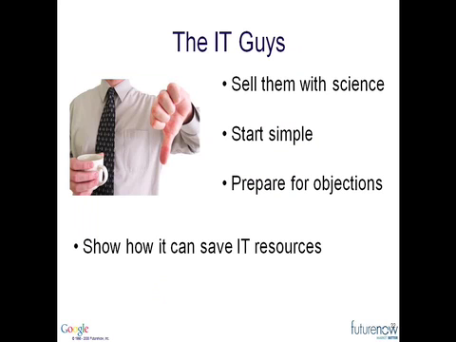Start really simple. Don't try a multivariate, multi-goal test. Just do an A/B, right? And with a simple goal. And then prepare for the objections, and you can get more information from books like Always Be Testing about these kinds of things. But just know that they're going to ask, how does it work? Where do I put the JavaScript? What happens if the service is down? And we have very good answers to all those questions. In fact, we probably should do a blog about that down the road.